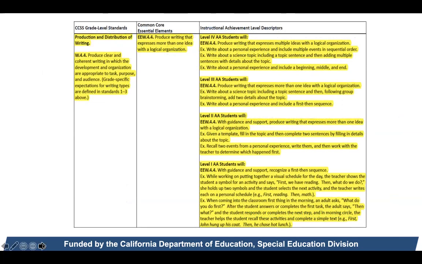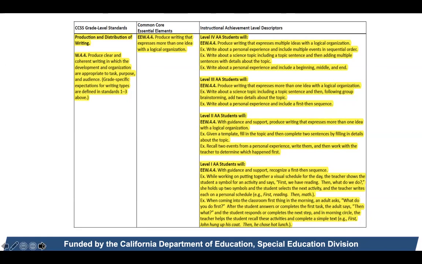So we pulled one of the essential elements out. You'll notice that it's all highlighted in yellow. This is a national document, not specific to California. So if you're a special educator, a general educator, a paraeducator, if you're utilizing the essential elements, when you come across a page that has highlighting, it means that this is a standard that's assessed on the California Alternate Assessment. So you know that it's a really, really important standard to focus on.